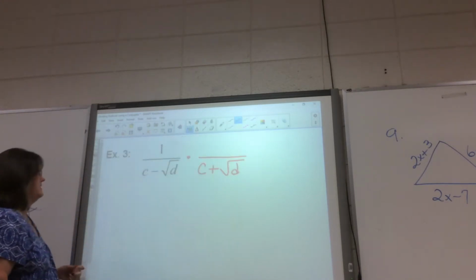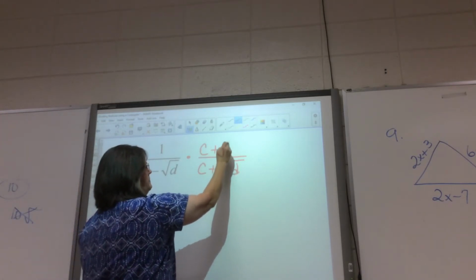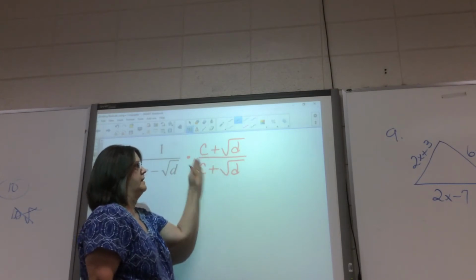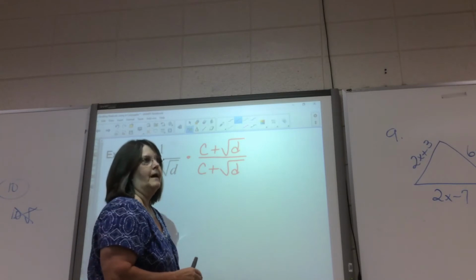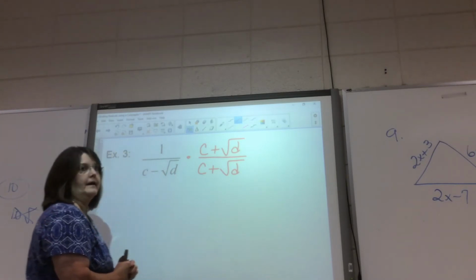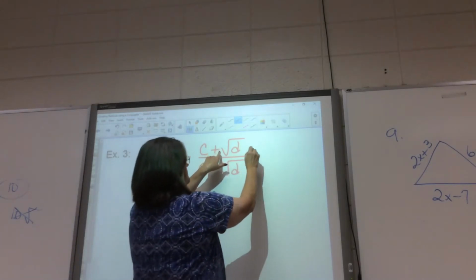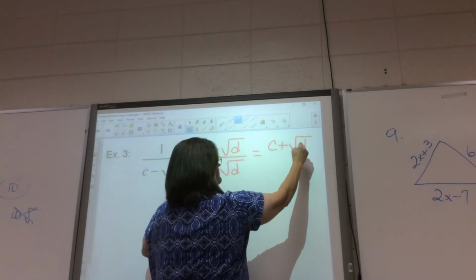So a plus and a minus. If I have a minus, I want to do plus. And when I do c plus the square root of d over c plus the square root of d, this is the same thing as 1. So it's not changing my radical. It's changing the appearance of my radical, but not the equivalence. So when I do 1 times c plus the square root of d, that is just c plus the square root of d.